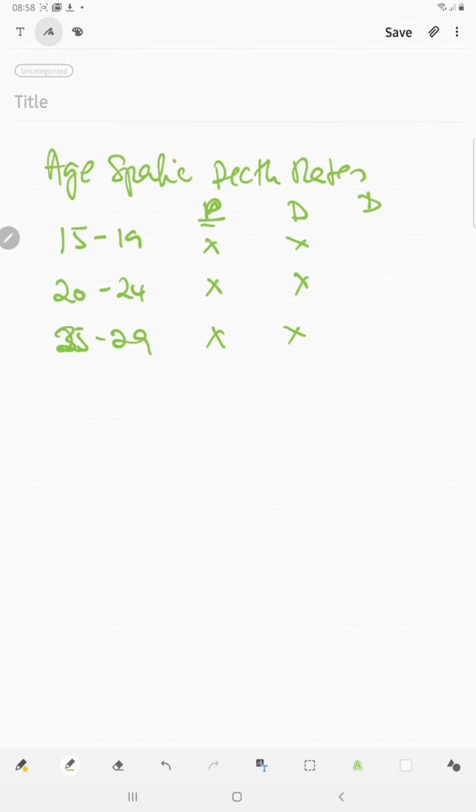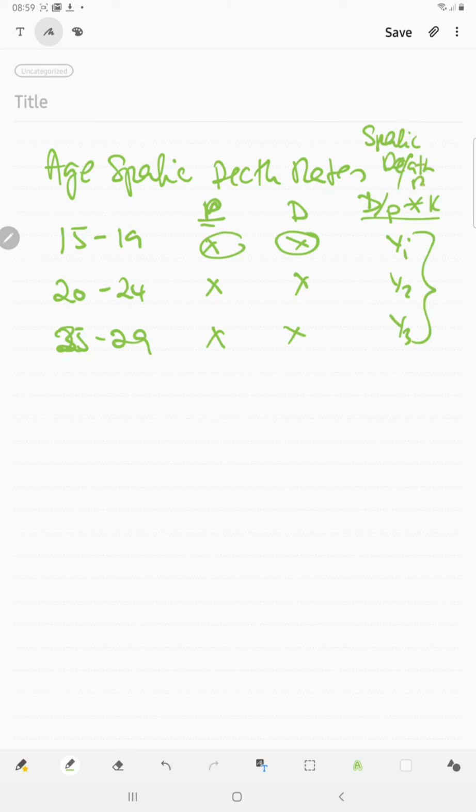So here we can say D over P multiplied by K, and then we get the values Y1, Y2, Y3. This is obtained after dividing this value over this one. These figures we are getting at this particular level, we call them specific death rates. And normally, this is the better way we can calculate the number of deaths that are experienced in a particular area.